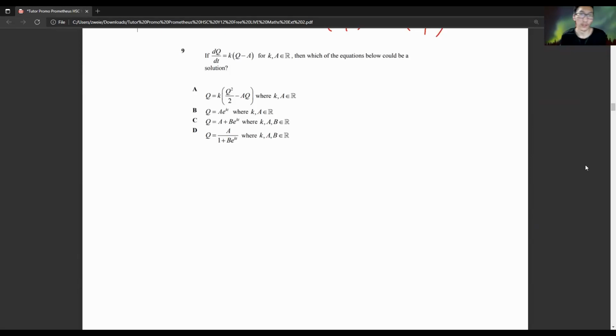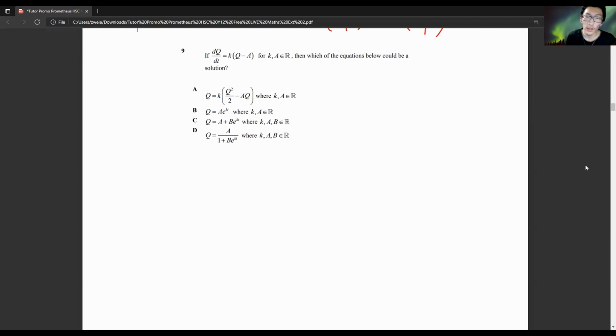We just have growth and decay, or rate of change, questions. It says dQ/dt is equal to k(Q - a), for k and a any real number. Then which of the equations below could be a solution?